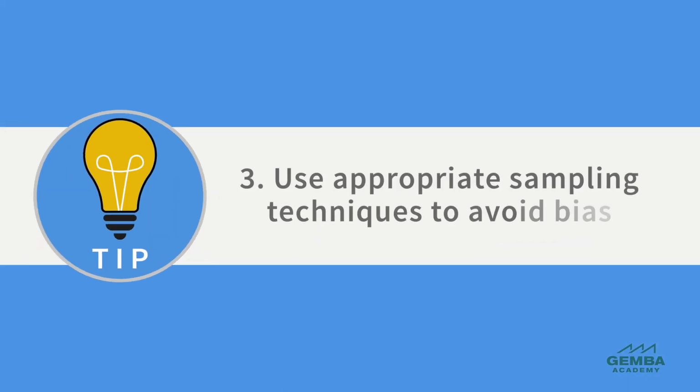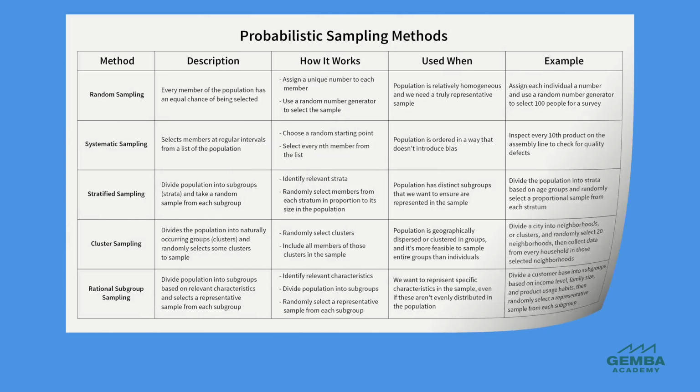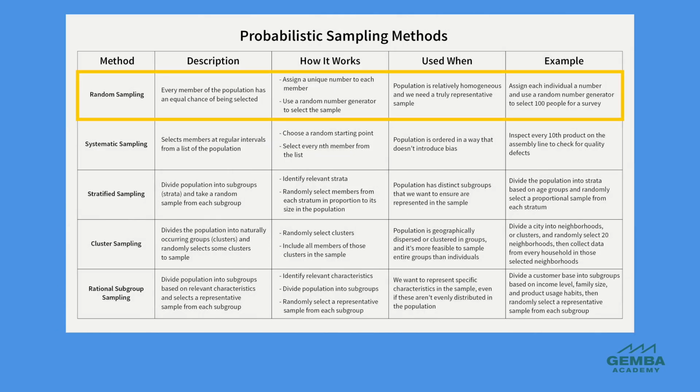And third, we want to avoid any bias in our sampling methods by choosing the appropriate technique. Let's review a few of the most popular sampling techniques that we can use in many data collection situations. In simple random sampling, all samples within a particular population have an equal chance of being selected.